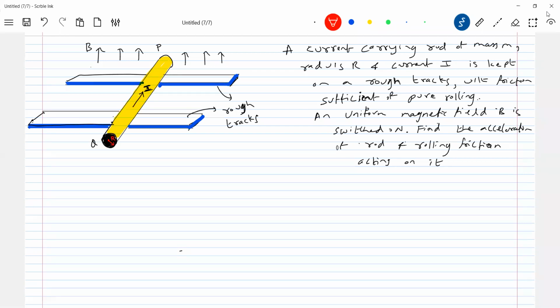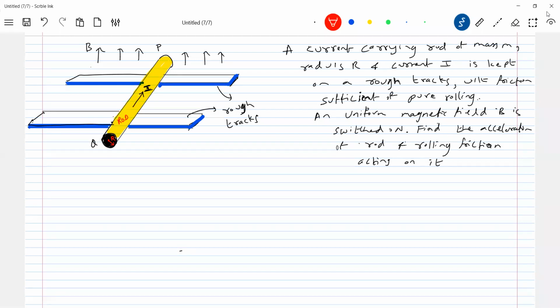So there's a rod carrying a current I. Some battery is connected to it. You need not bother, sir, how that current I will flow; you maintain it. It's kept on a track where the friction is sufficient for pure rolling. Then a uniform magnetic field B is switched on. It's asking to get the acceleration as well as the rolling friction that is going to act on this rod.